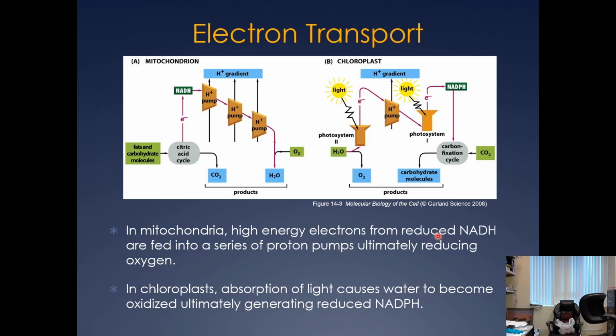And here's the way it works. You can take your sugars or your fats and your carbohydrates, put it through the citric acid cycle, and that's going to produce NADH with high energy electrons.